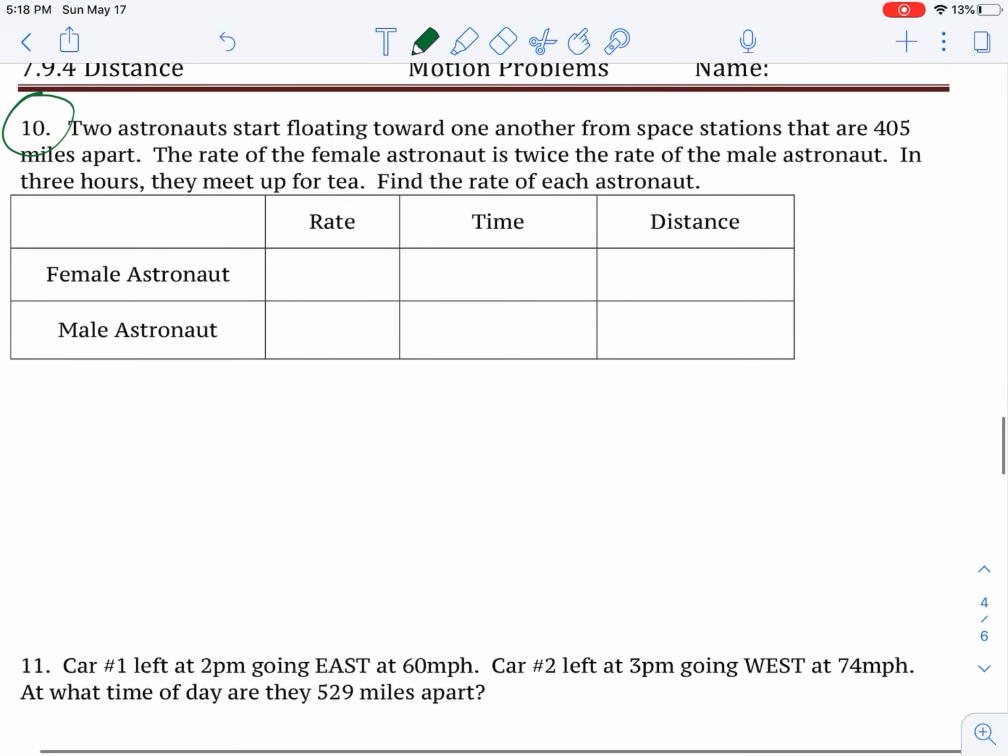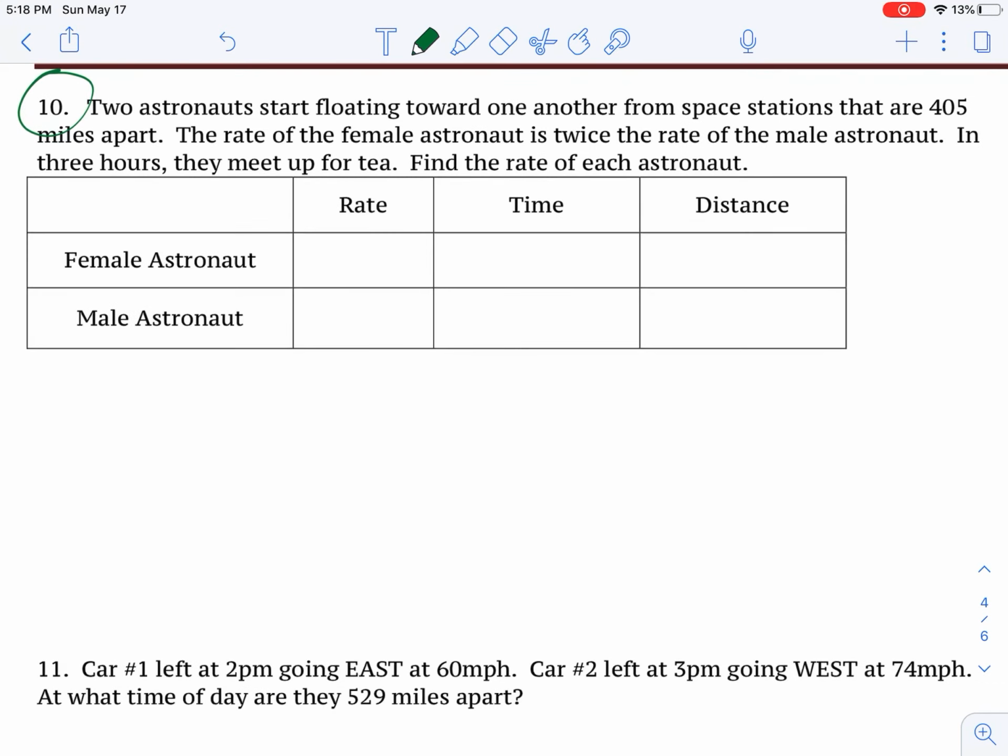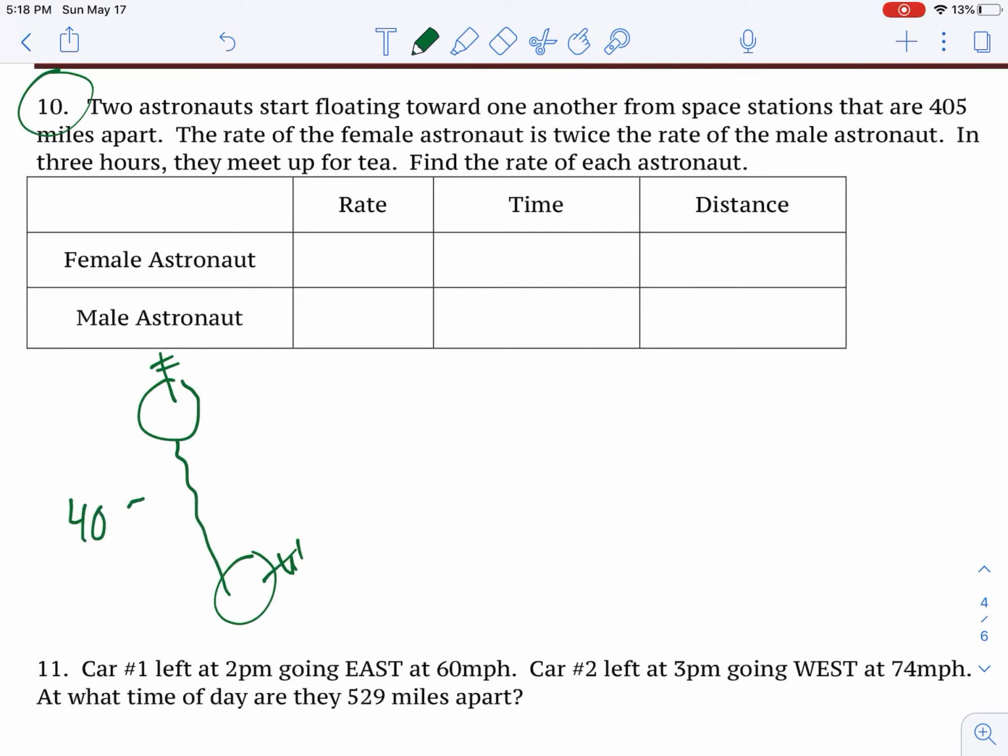Now, let's look at this one. This one brings in a little bit of a different complication. Two astronauts start floating toward one another from space stations that are 405 miles apart. So here's this space station, and here's this other space station. They are 405 miles apart. So when I do the distance of the female astronaut and the distance of the male astronaut, it's going to equal 405.